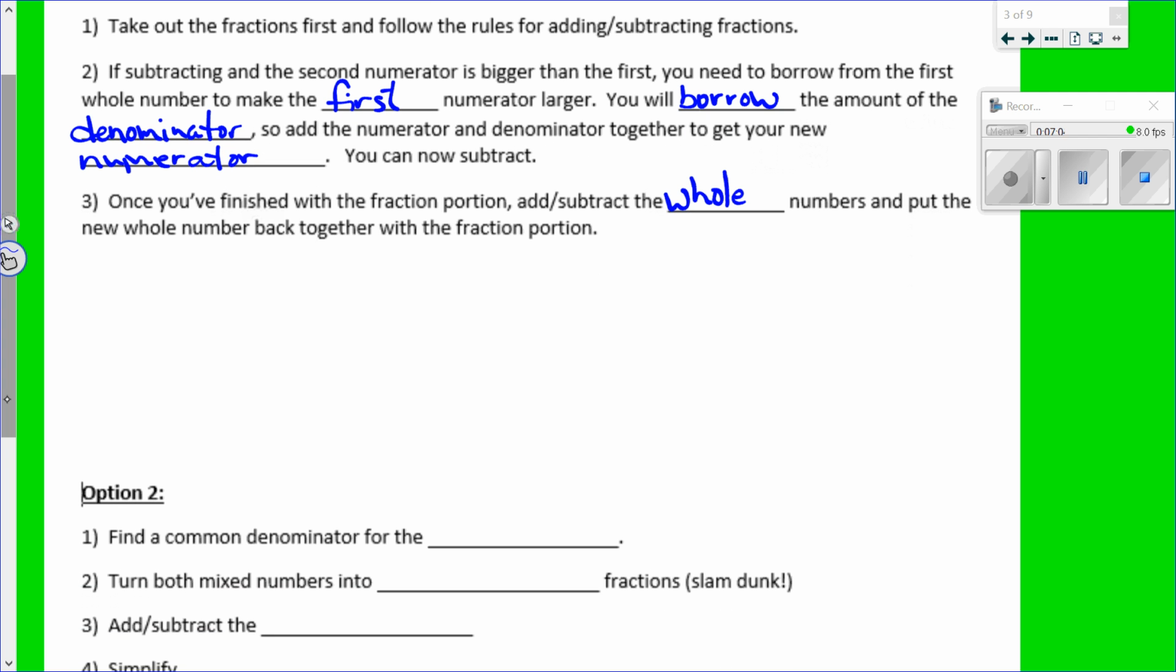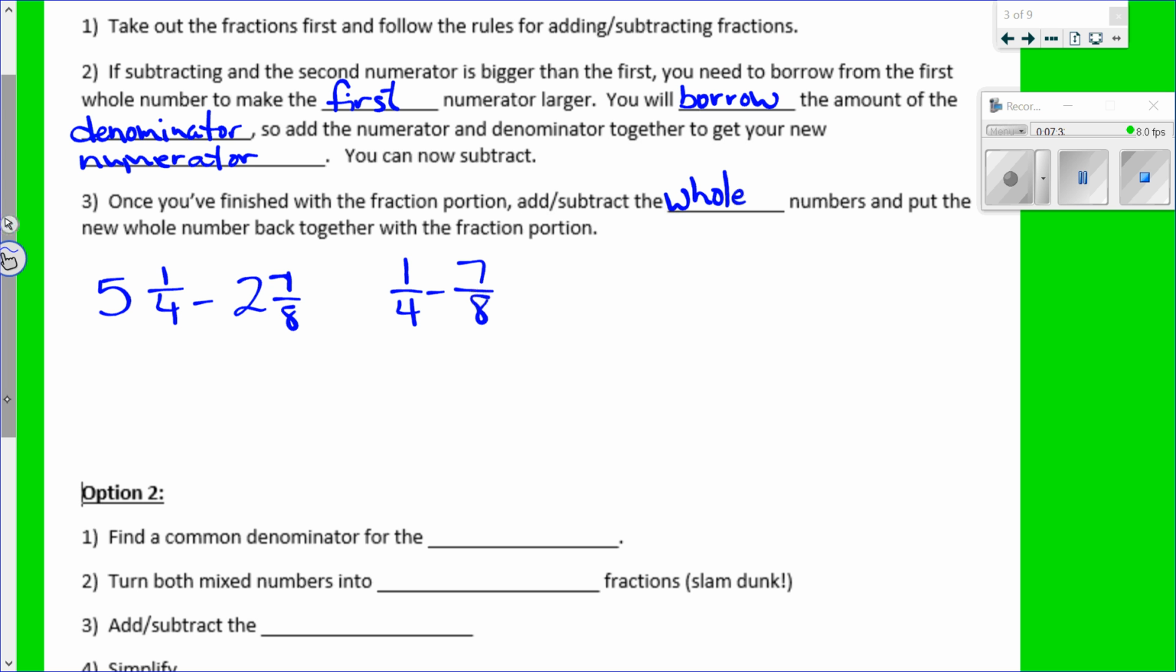So let's say I'm going to take 5 1/4, and I'm going to subtract 2 7/8. Okay, our first step, we're going to pull out the fraction pieces. So I'm going to do 1/4 minus 7/8.